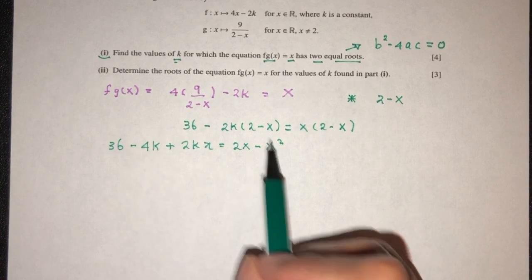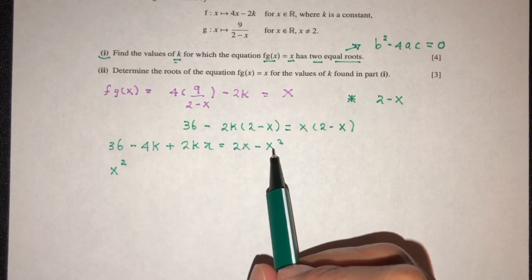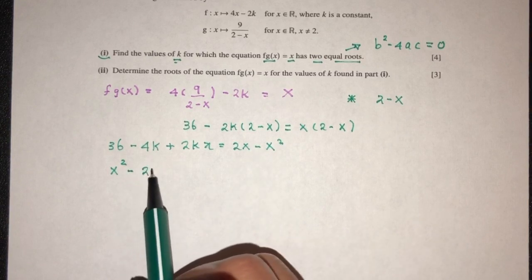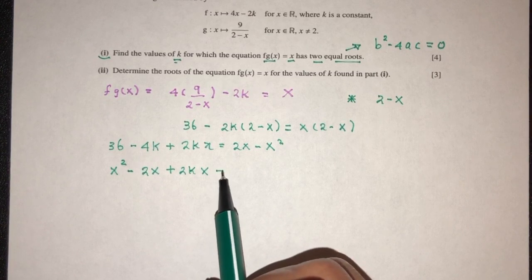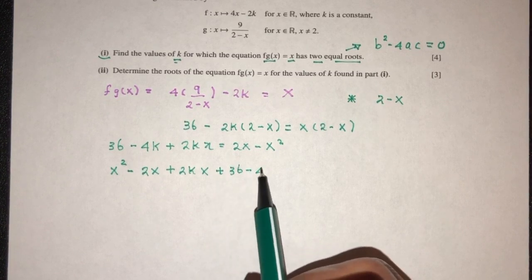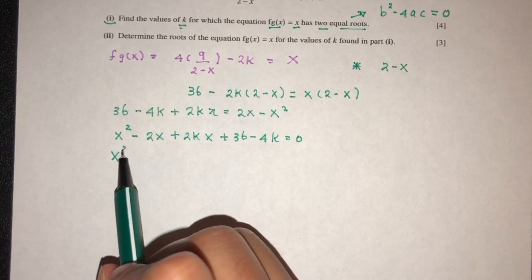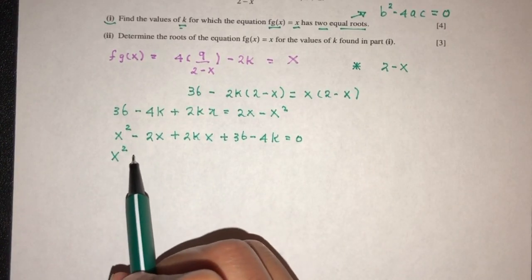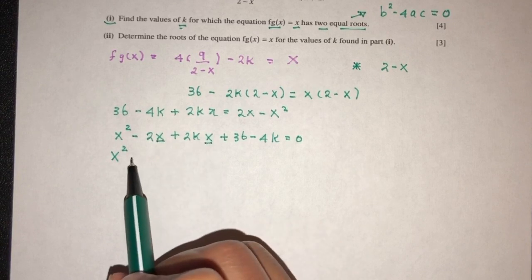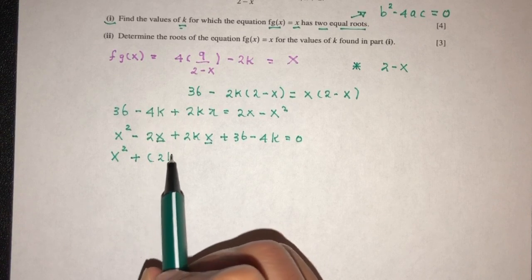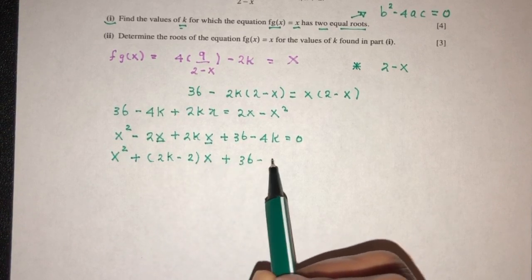Let's send everything to one side. You will have x squared, right? And you will have minus 2x plus 2kx. Then we have plus 36 minus 4k equal to 0. Simplify, that will be x squared. And here I can factorize the value of x outside. We have x both here. I can have plus 2k minus 2, x outside, and then plus 36 minus 4k.